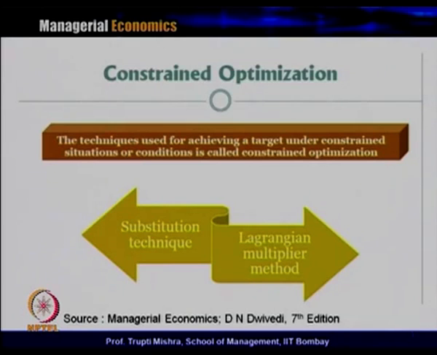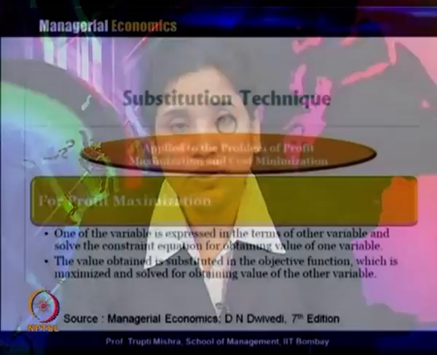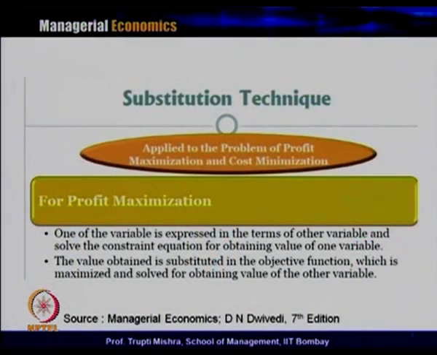And how do we do this constrained optimization? We generally discuss two types of techniques. We'll talk about the substitution technique, and later on we'll take the Lagrangian multiplier method. The substitution technique can be applied to the problem of profit maximization or to cost minimization. For profit maximization, one of the variables is expressed in terms of the other variable, and we solve the constraint equation for obtaining the value of one variable.